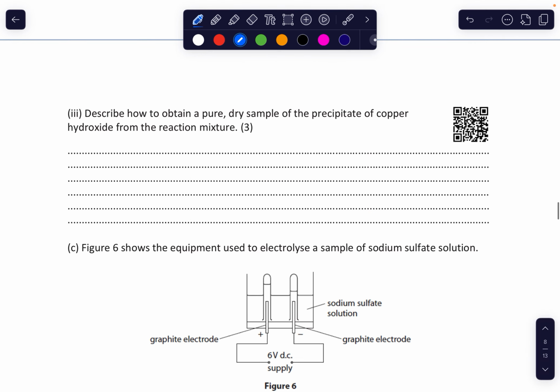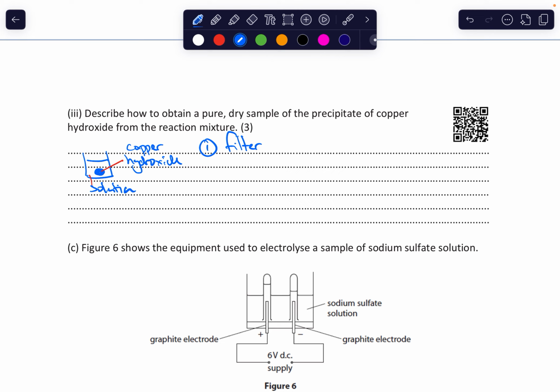So describe how you'd obtain a pure dry sample of the precipitate of the copper hydroxide. Let's just remind ourselves, this is my copper hydroxide, this insoluble solid, and this solid is sat in a solution of different chemicals. So there's my solution, there's my solid. So how am I going to get that insoluble solid out? Well, the first thing I will do is I'm going to filter this mixture, and that means that the insoluble solid, the copper hydroxide, will stick into the filter paper, so it's separated from the solution.